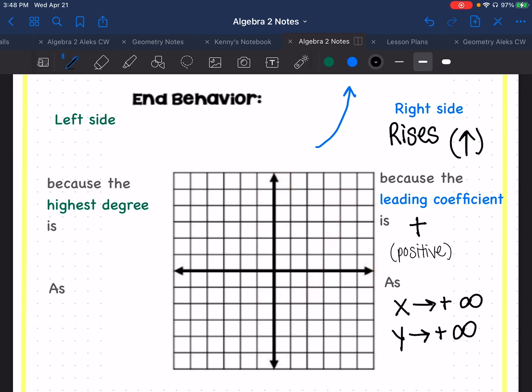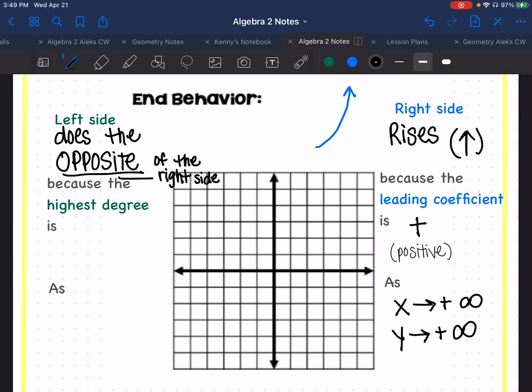All right, my left side does the opposite of the right side of my function. Why? Because the highest degree is odd. I want you to look at that.